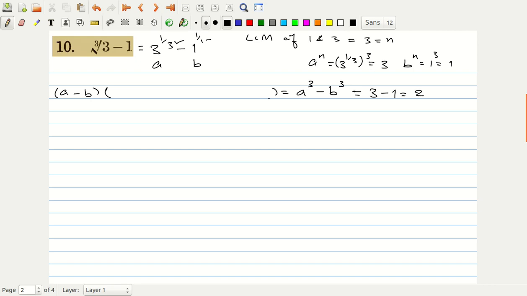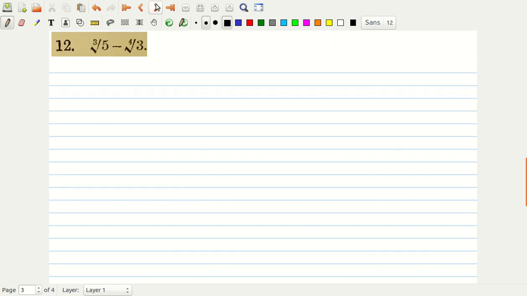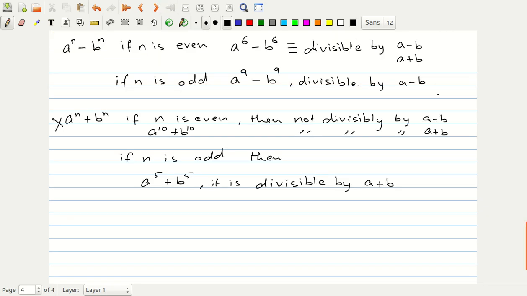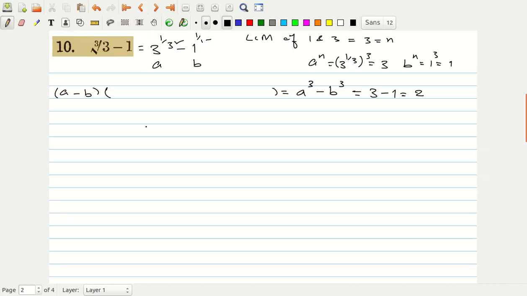Which is 2. Now a cube minus b cube, where the power is an odd number, is always divisible by a minus b, just like we discussed here, right? If n is odd, then this is divisible by a minus b. So all we have to do is, what should be the missing factor? Simply divide a cube minus b cube by a minus b, and you will get this as a square plus ab plus b square, right?